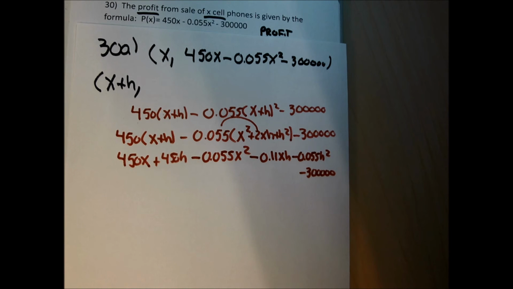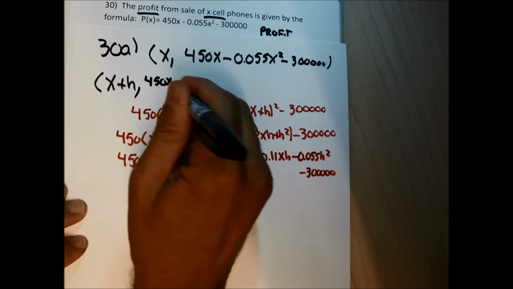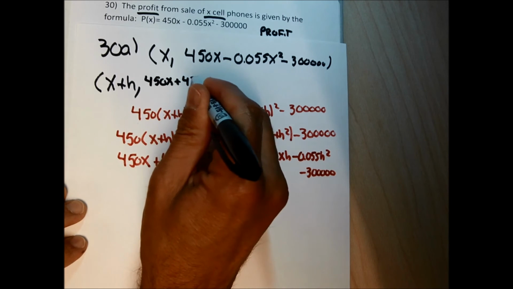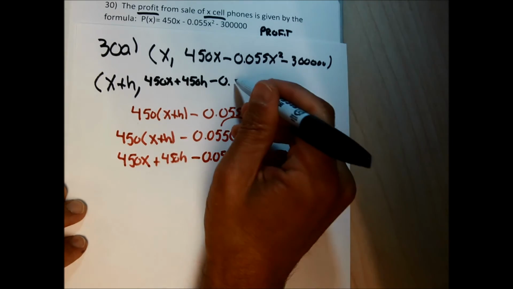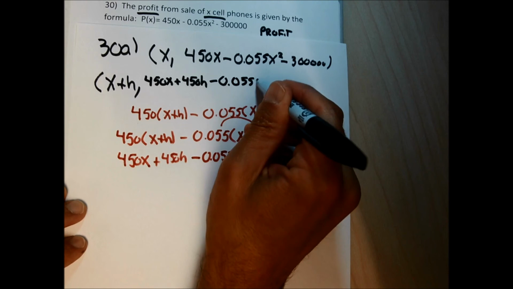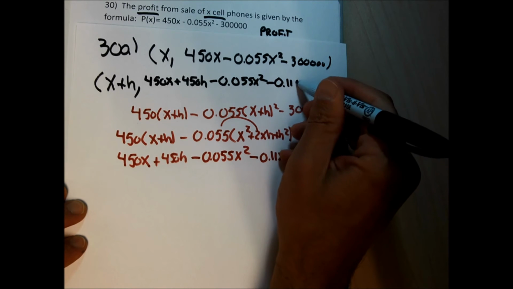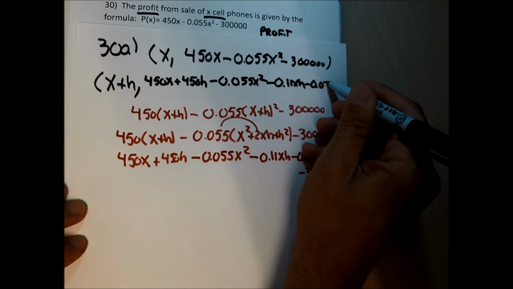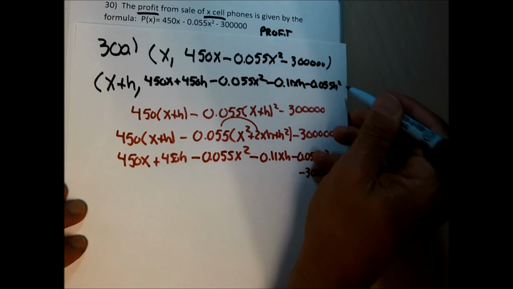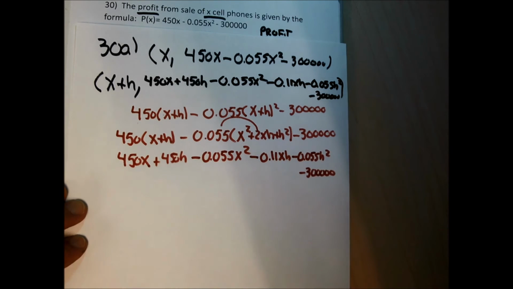Nothing cancels or combines there. That whole string is my y2. So my y2 is going to be 450x plus 450h minus 0.055x squared minus 0.11xh minus 0.055h squared minus 300,000. That's pretty insane. Sorry about that.